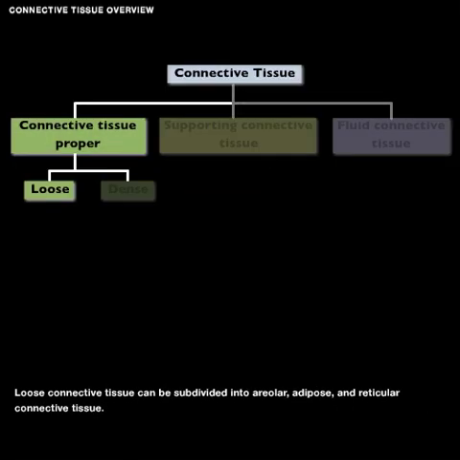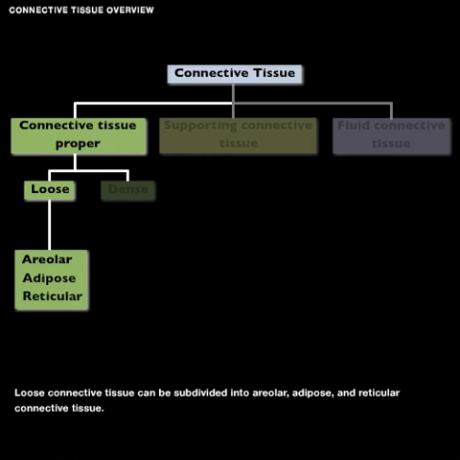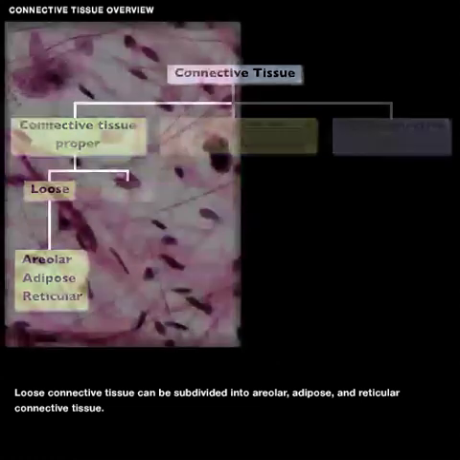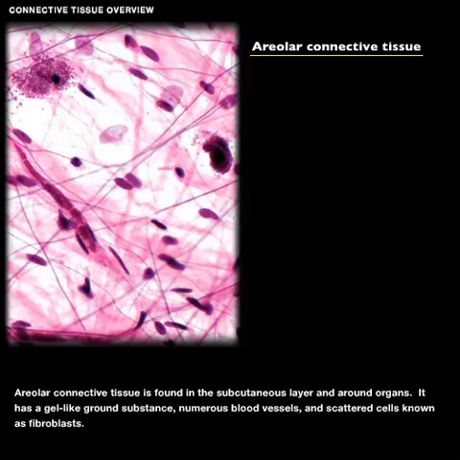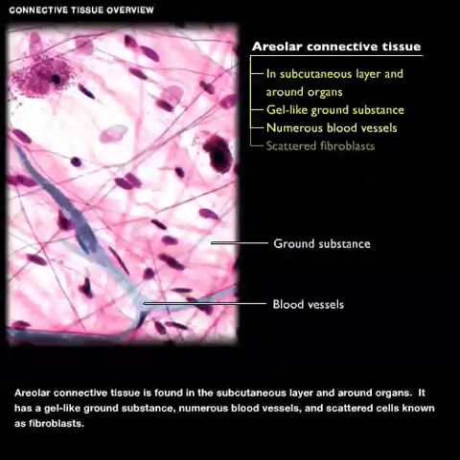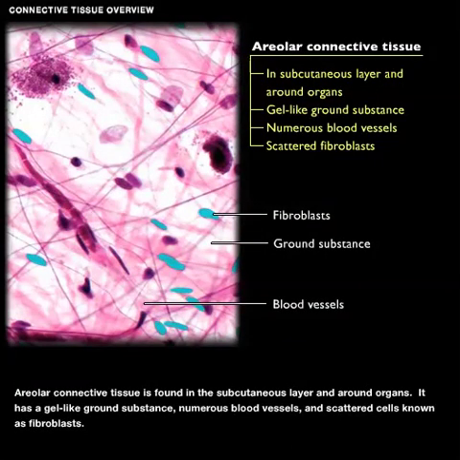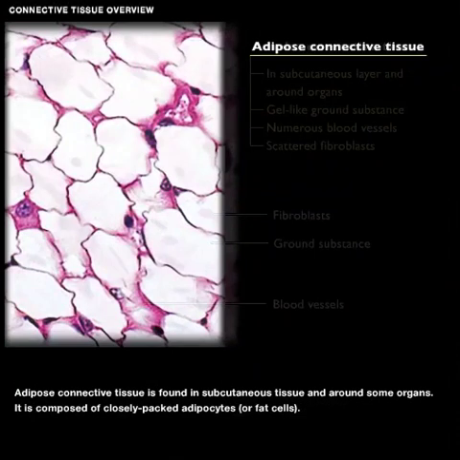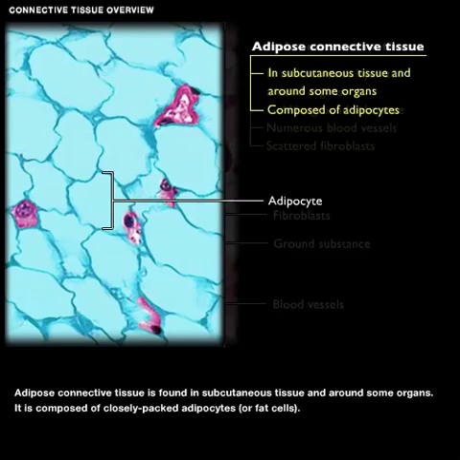Loose connective tissue can be subdivided into areolar, adipose, and reticular connective tissue. Areolar connective tissue is found in the subcutaneous layer and around organs. It has a gel-like ground substance, numerous blood vessels, and scattered cells known as fibroblasts. Adipose connective tissue is found in subcutaneous tissue and around some organs. It is composed of closely packed adipocytes or fat cells.